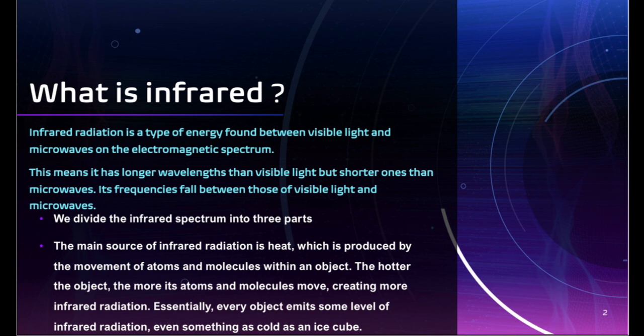The main source of infrared radiation is heat, which is produced by the movement of atoms and molecules within an object. The hotter the object, the more its atoms and molecules move, creating more infrared radiation. Essentially, every object emits some level of infrared radiation, even something as cold as an ice cube.